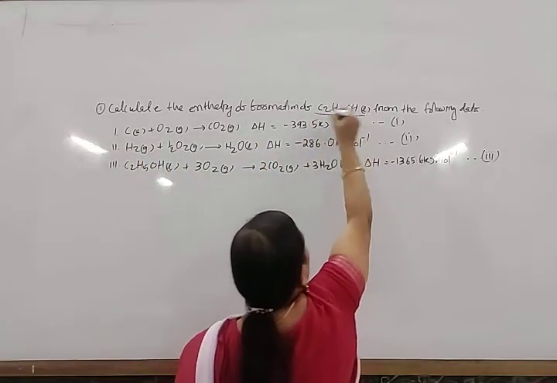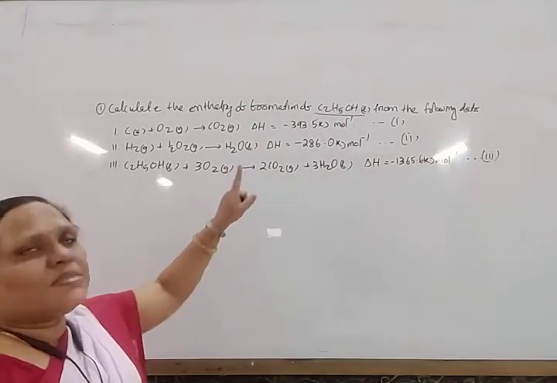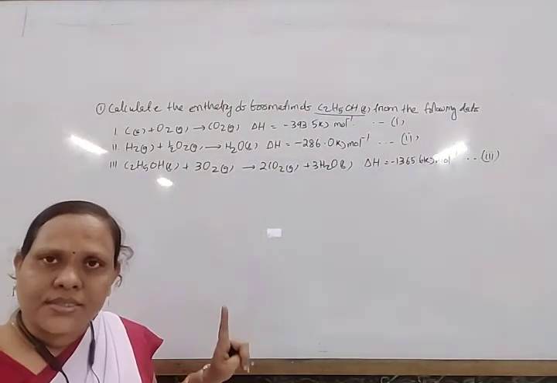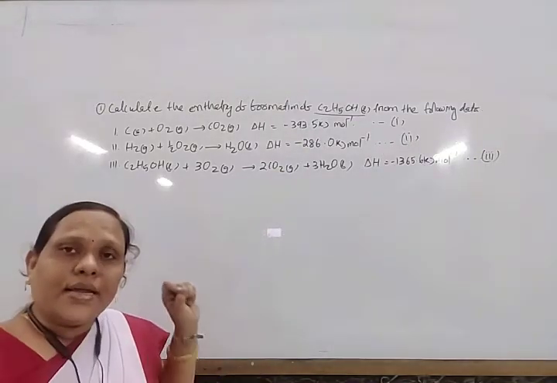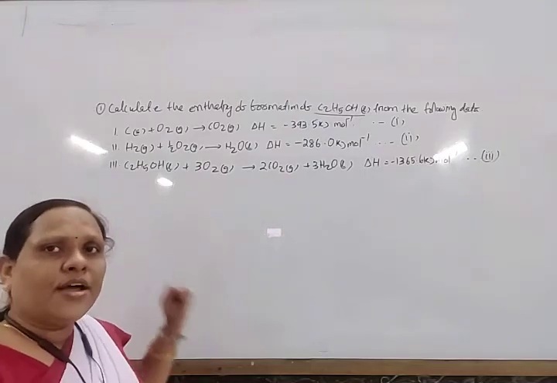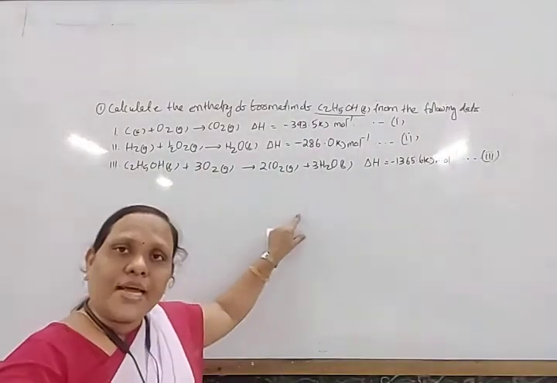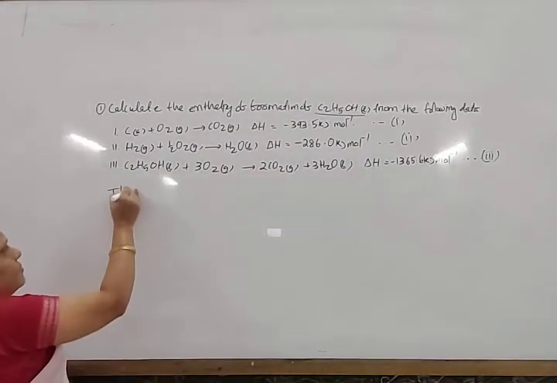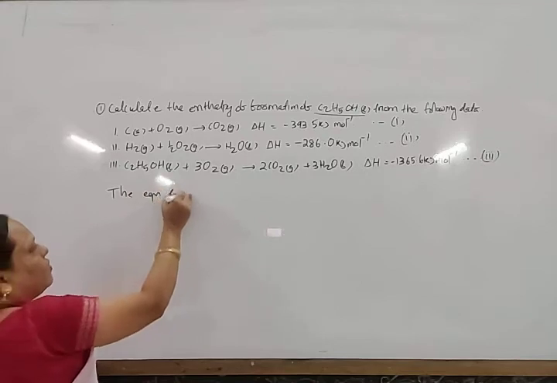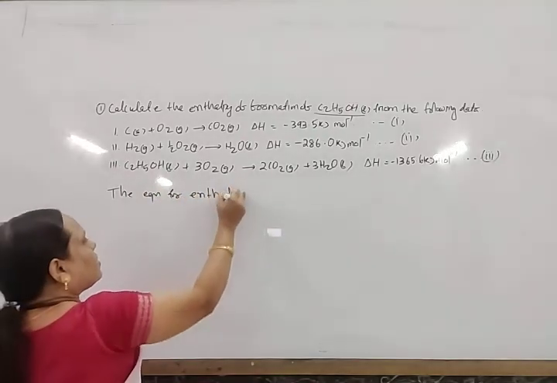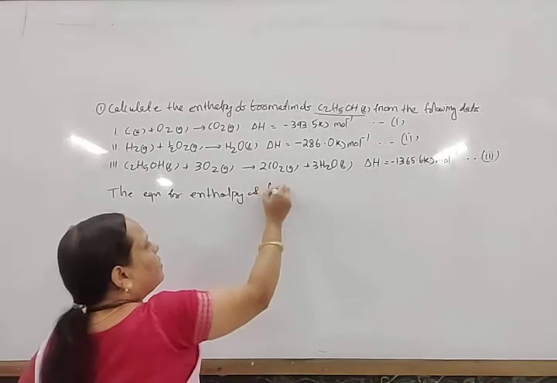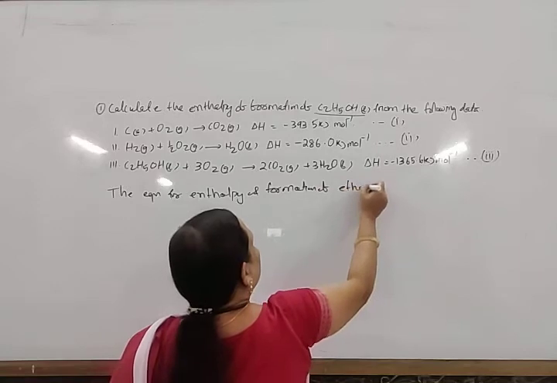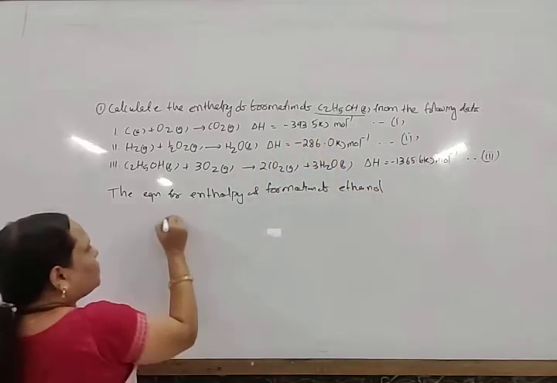And you know ethanol, what is the formula? That is C2H5OH. It contains 2 carbon, 6 hydrogen and 1 oxygen in total. So what are the elements present, and how many of each? From that you first write down the enthalpy of formation of ethanol. So the equation for the enthalpy of formation of ethanol.